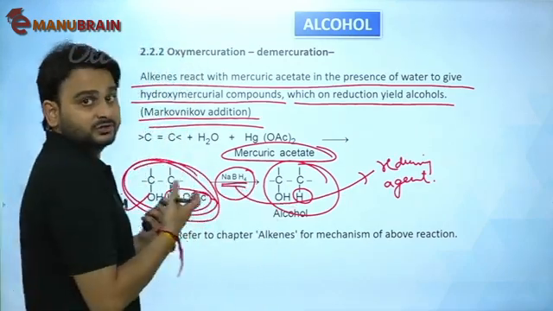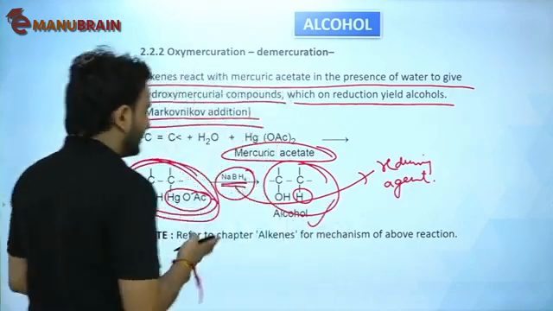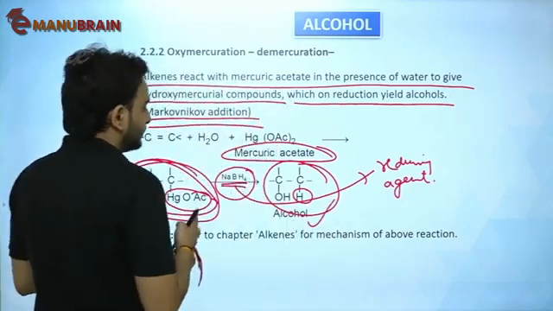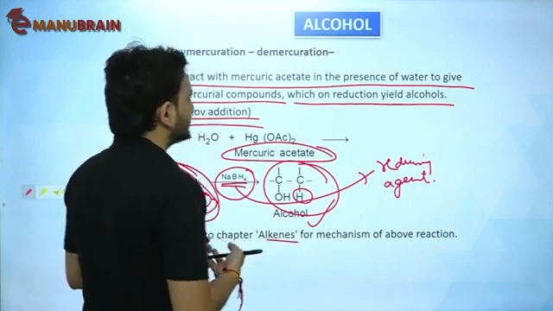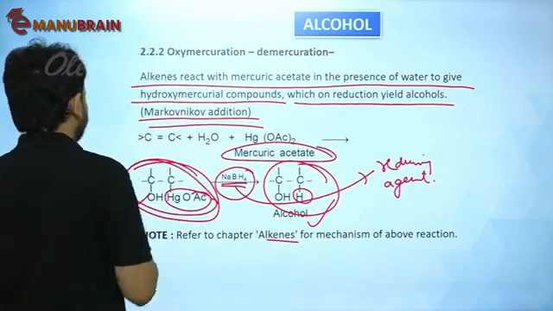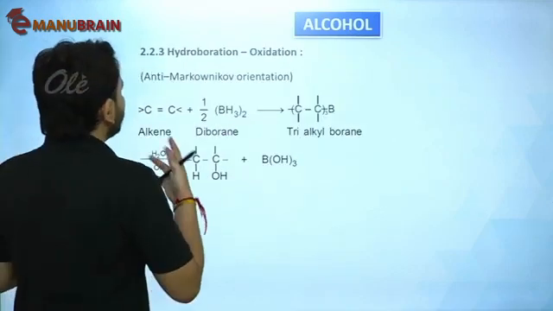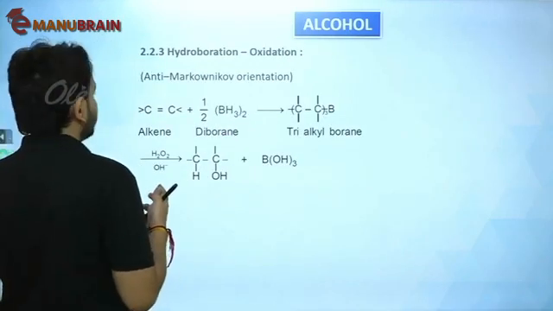H is added, right? So this is oxymercuration-demercuration, and yes, we have obtained our alcohol. For the mechanism, you can refer to the chapter on alkenes where we have discussed it in detail, how this reaction proceeds. I hope you've understood this, guys. Next up, hydroboration oxidation.